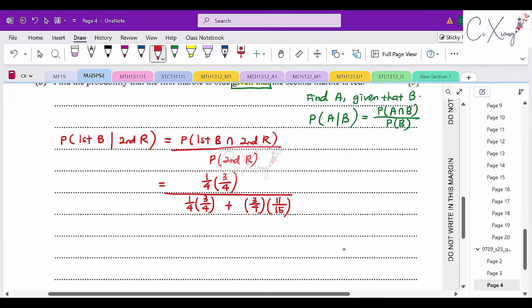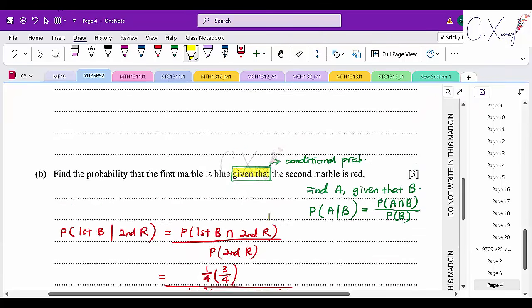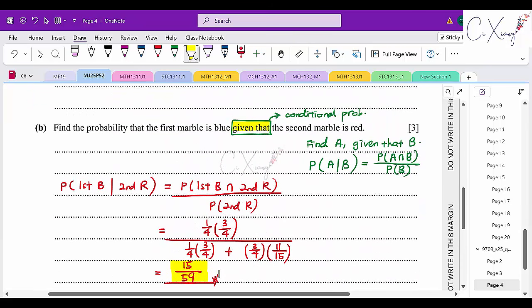Then you simplify the calculation using a calculator. If you didn't make any careless mistake, by right you should get 15 over 59. I'll keep it in fraction form as an exact value. But if you want to change it to a decimal number, you can, please make sure you keep it to 3 significant figures. Alright, so this is what you have for the first question and also part B for question number 3.